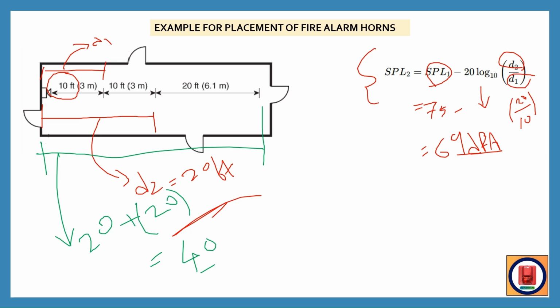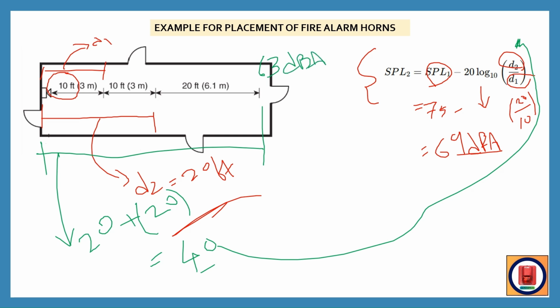So when we enter this 40 here in D2, 40 by 10, with 75, we are going to get a value of about 63 dBA, which is satisfying our requirement since the room requires a 60 dBA minimum. And for example, if the room is bigger than this one, now we are going to check, and the requirement is 60 dBA.